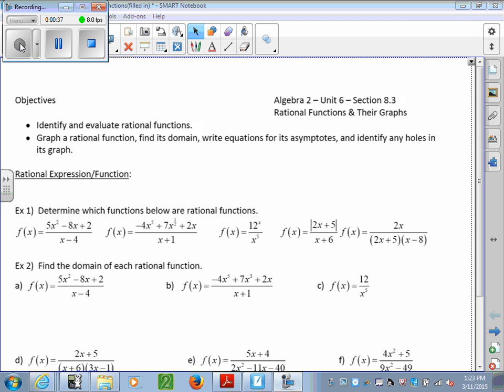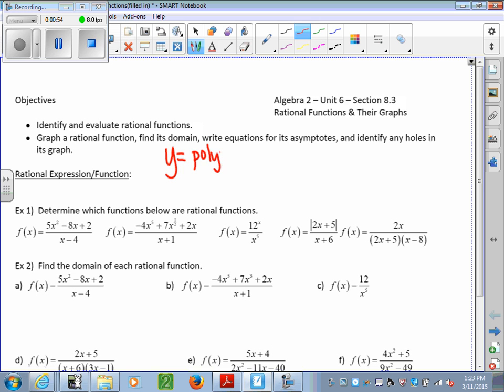So first, let's talk about our definition. Rational expressions. A rational expression, all it is is a fraction with a polynomial in the numerator and a polynomial in the denominator. So for example, you can think of it as y equals a polynomial in the numerator divided by a polynomial in the denominator. And it can be y equals, it can also be f of x equals. It doesn't matter. But the main point is it's a polynomial divided by a polynomial.